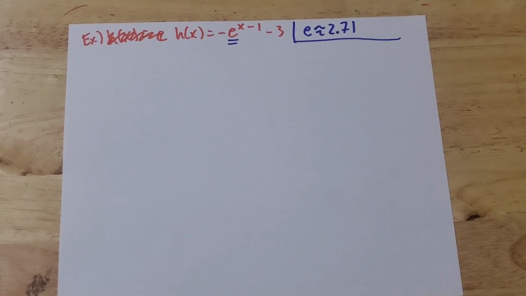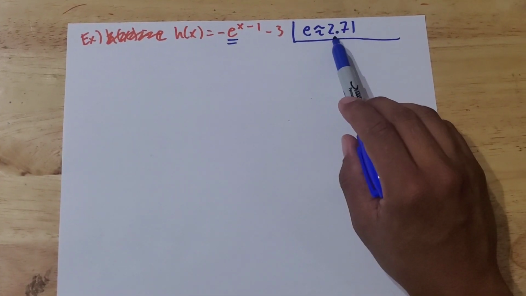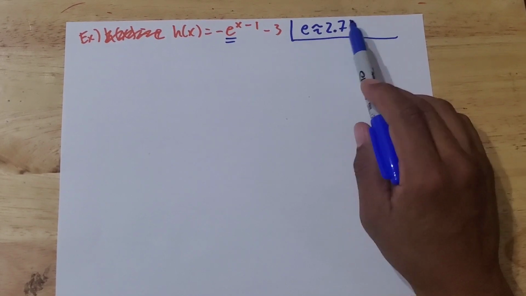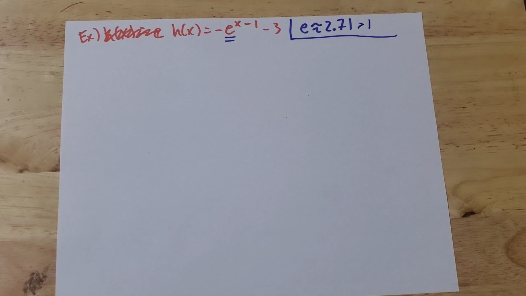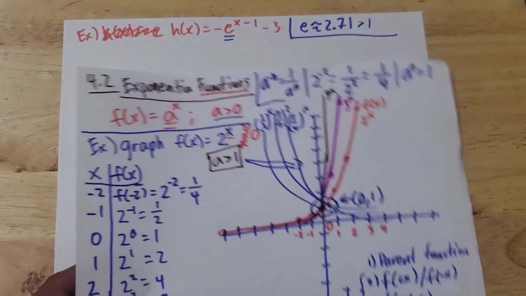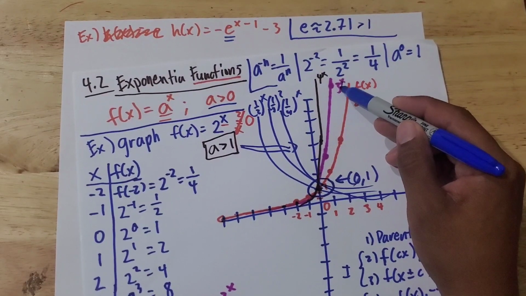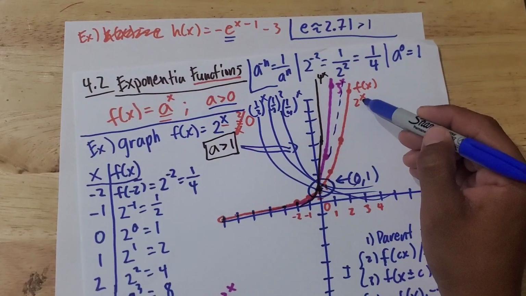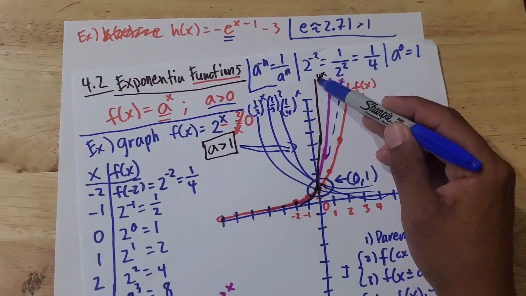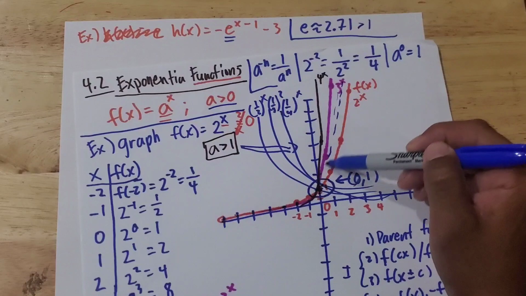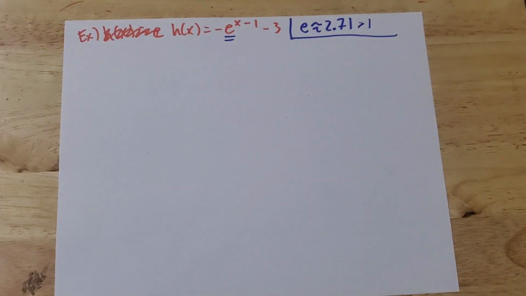So sorry about that. But like I was saying, if you look at your calculator, e is equal to 2.71. So that means that this is definitely greater than 1. So it's going to look like one of these two. In particular, it's going to be somewhere in between this 2 to the x and 3 to the x. Because you notice, it keeps going higher as that number increases. So just by observation, it's going to be in between. So we can graph that.